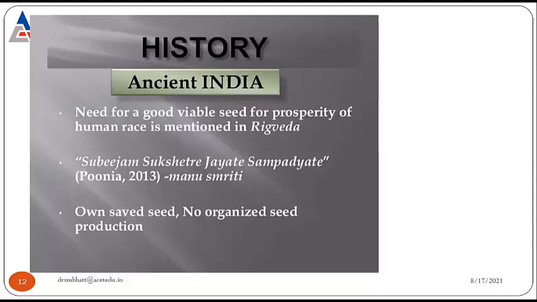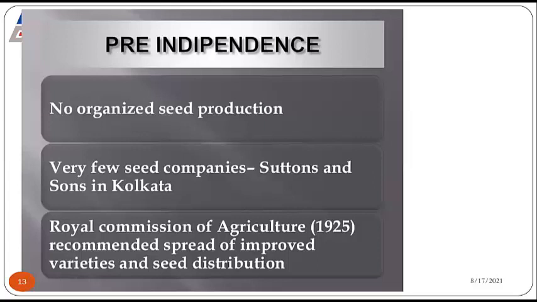The practice was to use one's own saved seed, and there was no organized seed production, rather just saving the seed and growing it into the next generation. Before independence, there were no scientific features, no private sector, and no government efforts, right? Then, for the proper distribution of improved variety seed, there was a commission called the Royal Commission of Agriculture, established in 1925 in Calcutta, right?